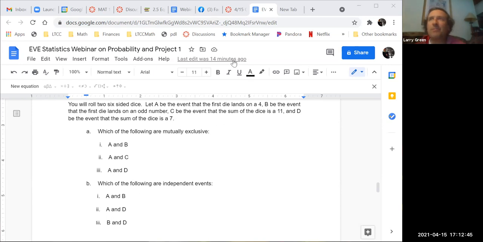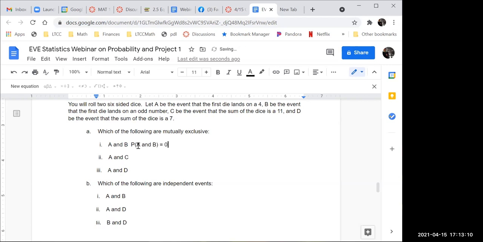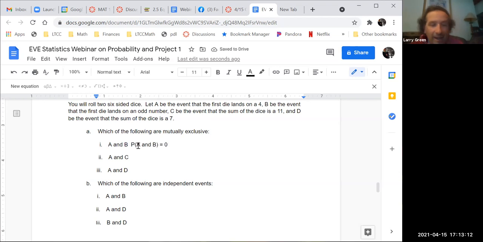We want to see what is the probability of A and B. Well, A means that the first die is a 4. B is the event the first die is odd. What is the probability of A and B? What is that probability? It's 0. If it lands in a 4, it's not odd, because 4 is not an odd number. So that means I'm going to write ME for mutually exclusive.